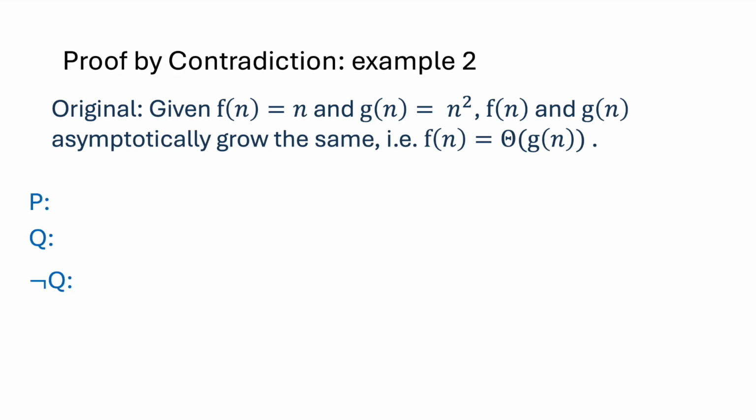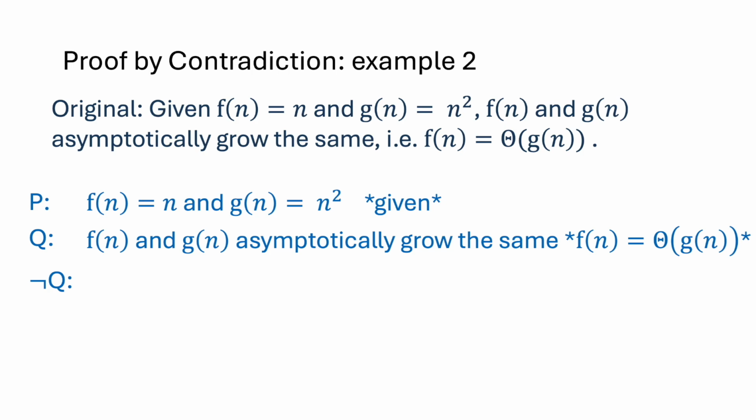So let's go ahead and prove the example with contradiction. The first step is to define all necessary subparts, which are P, Q, and not Q. For P, or the given, we have f of n equals n, and g of n equals n to the power of 2. Then, we define a non-given part, or Q, which is function f and function g asymptotically grow the same, or f of n equals theta of g of n.